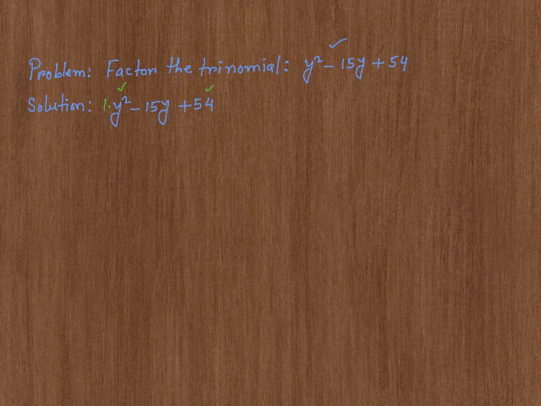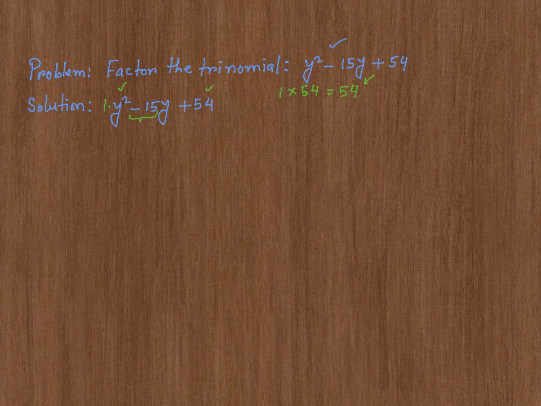Now, we look at the coefficient of the squared term and the constant term and multiply them. 54 times 1 is 54. By the way, this is a general strategy that we will use to factor trinomials. Now, we need to factor this 54 into two factors in such a way that the sum of the factors becomes the coefficient of the middle term, or the y term, which is negative 15 in this case.